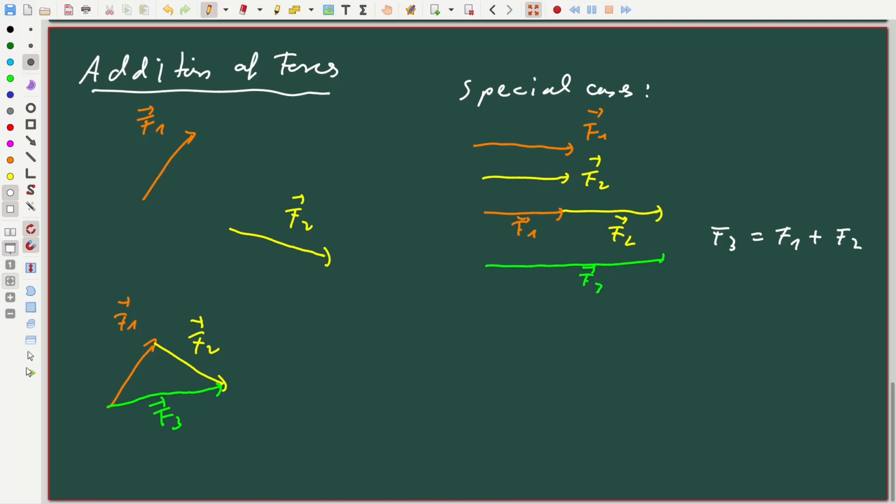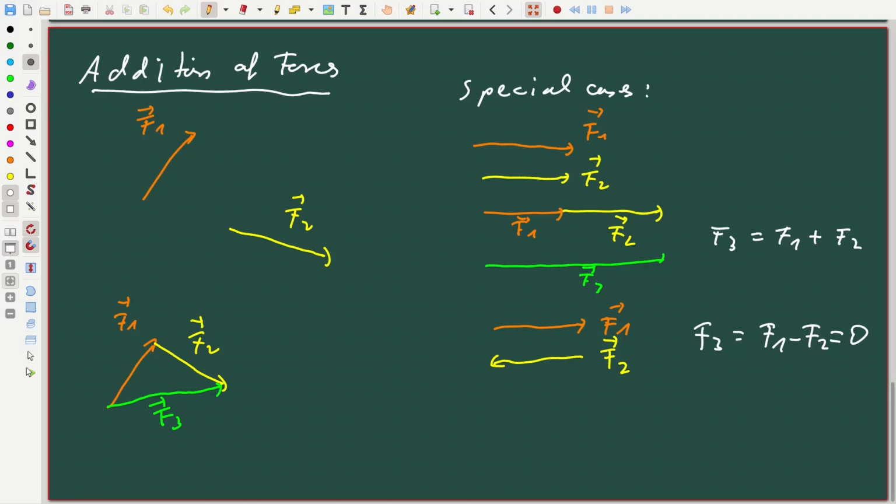And then, of course, we can also have the other possibility that we have two forces pointing in opposite directions. So let's suppose this is our force F1 and our force F2 has the same magnitude again, but points in the opposite direction. Then in this case both forces are compensating each other. Yeah, the net force will actually be 0. So we can write here F3 equals F1 minus F2, because we have them pointing in opposite directions, which means that at the end the resulting force is 0.